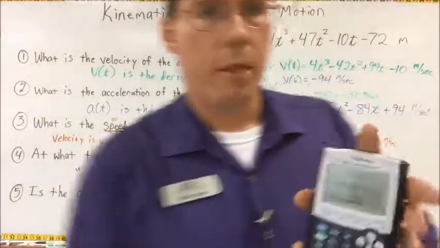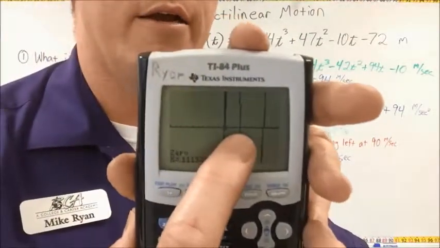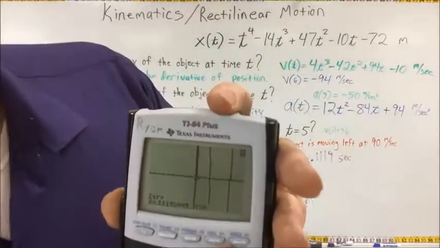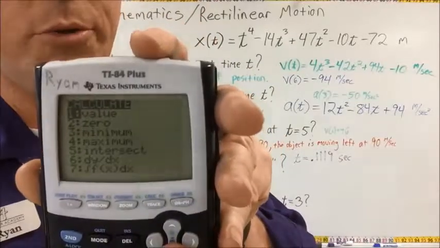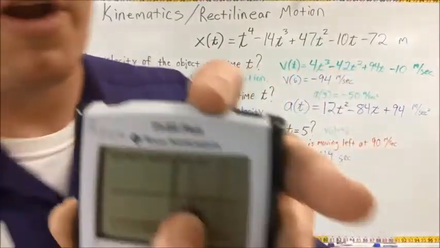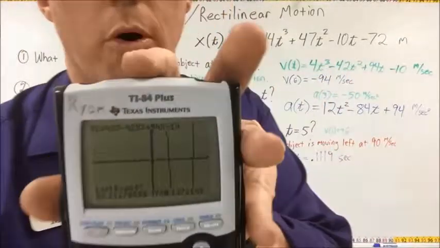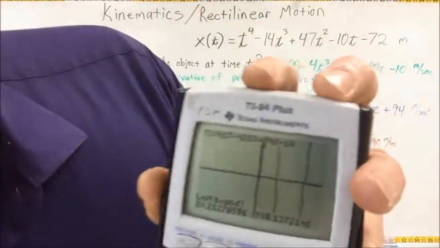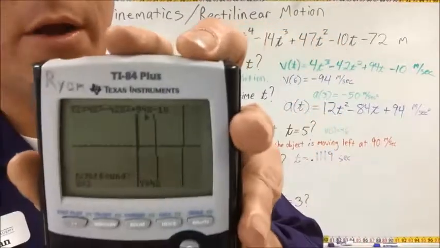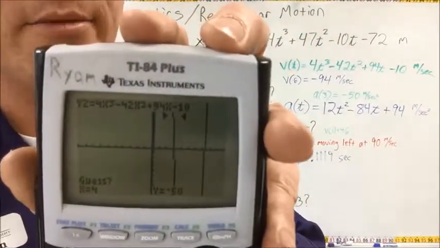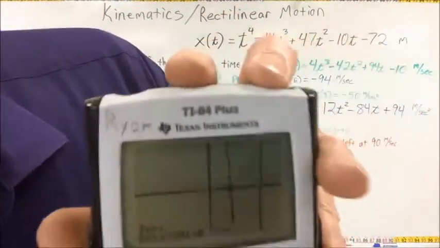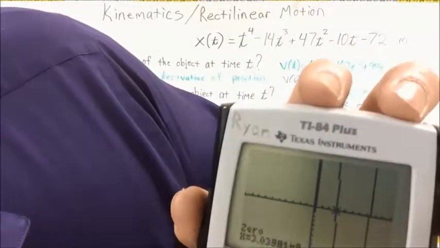But let's look at this. There are 2 more zeros. There's one right here, and there's also one right here. So let's find out what those are. So we'll go back to second, trace, option 2, enter. Now this one here looks like it's somewhere around 3. So I'm going to enter 2 and 4 as my left and right bound. Left bound, I'm going to enter 2, enter. Right bound, I'm going to enter 4, enter. And when it says guess, I'm just going to press enter. It's going to think for a minute, and it tells me that one of my zeros is at 3.0398.